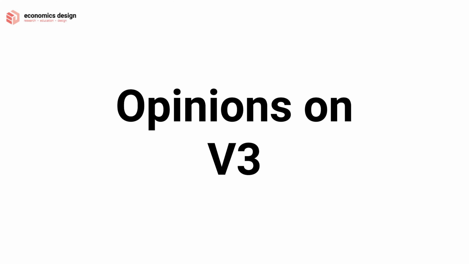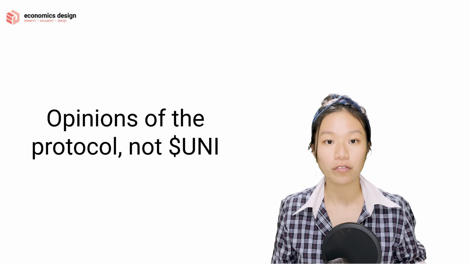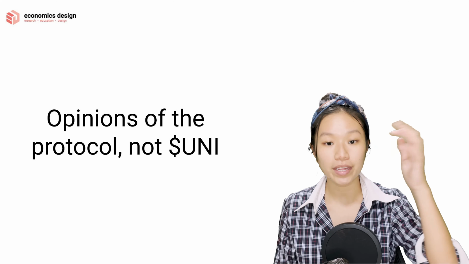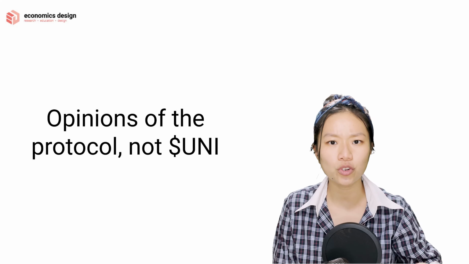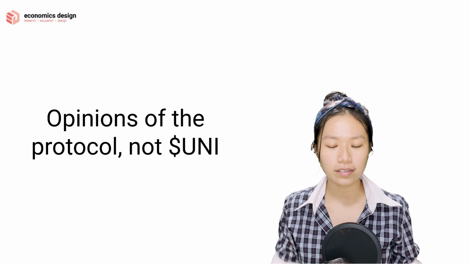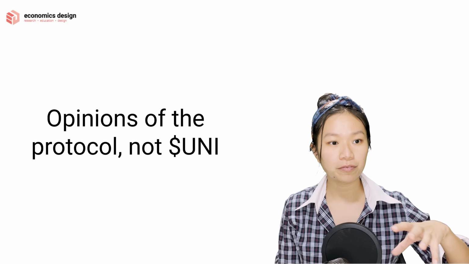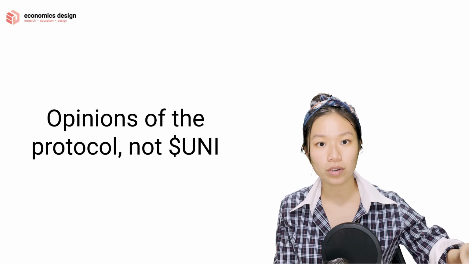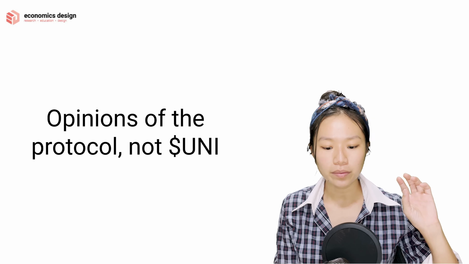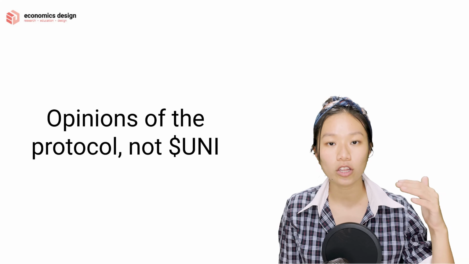So what are some opinions on version 3? Firstly, do note that I'm talking about the opinions of the protocol, not the Uniswap token, or the Uni token at all. You realize that everything I've talked about so far has nothing much to do with the Uni token. It's all about getting the system to be more efficient, getting different incentives to liquidity providers and incentivizing liquidity providers. But I didn't mention anything about the Uni token because I want to really focus on the protocol itself.